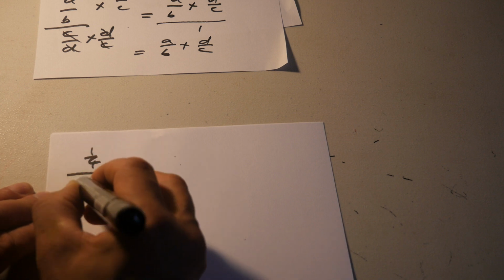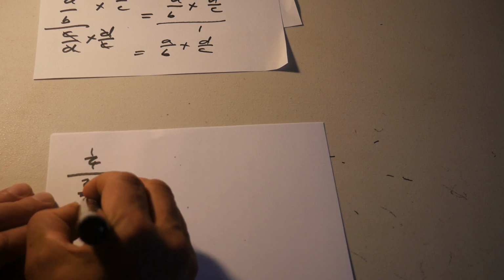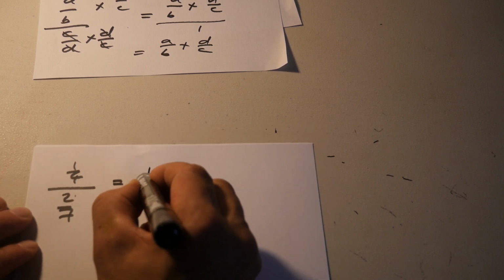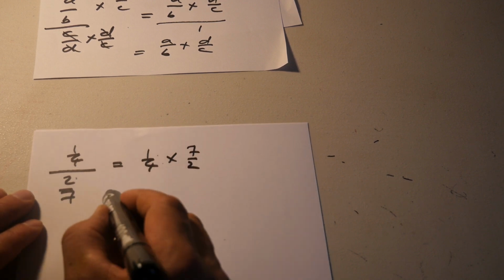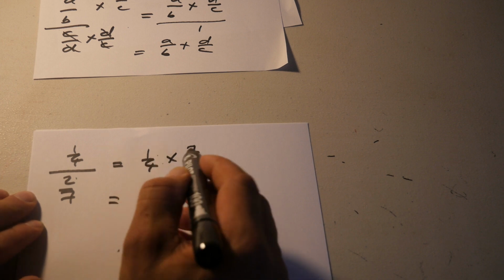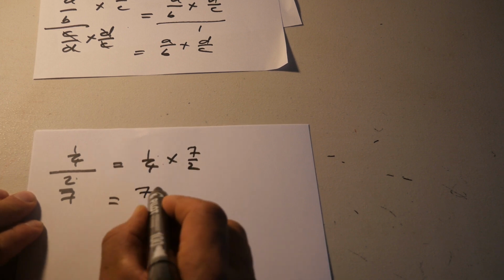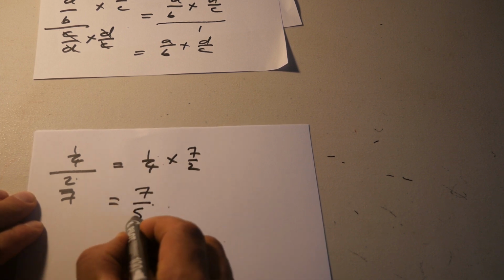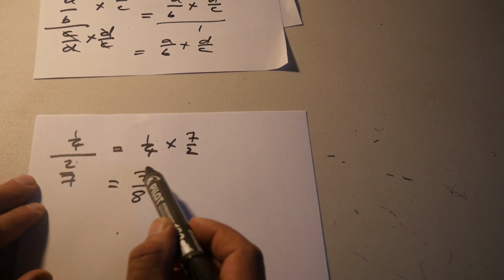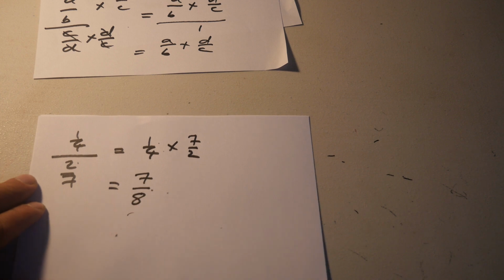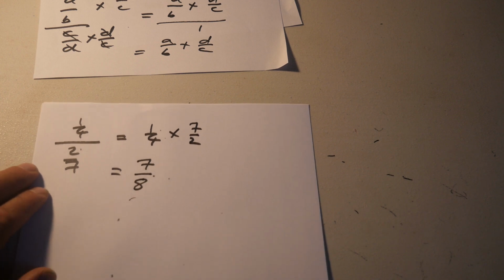1/4 divided by 2/7 is equal to 1/4 times 7 over 2, which is equal to 1 times 7 is 7, over 4 times 2 is 8. Okay? So 1/4 divided by 2/7 is equal to 7/8. Okay? So it's as simple as that.